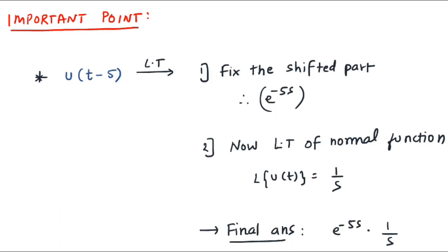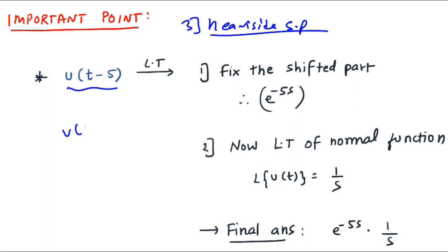Now the third property is the Heaviside shifting property. This is very important because maximum questions are based on this property. Heaviside shifting property is used when you have u of t in the picture. Whenever there is u of t, that is a unit step function, it is simple. You know the Laplace of u of t is 1 over s.